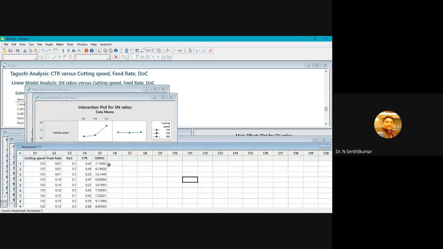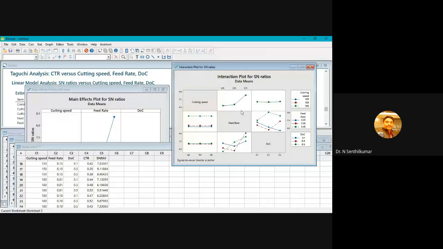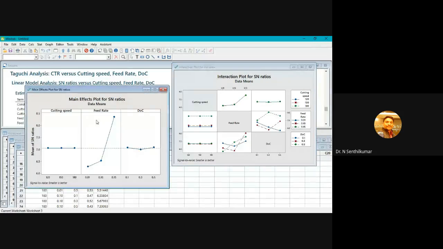Now you can see all these things are filled out. So this is the interaction plot. You can say there is no interaction between cutting speed and feed rate, and cutting speed and depth of cut. Only between feed rate and depth of cut are you going to have the interaction. So this is the main effects plot.